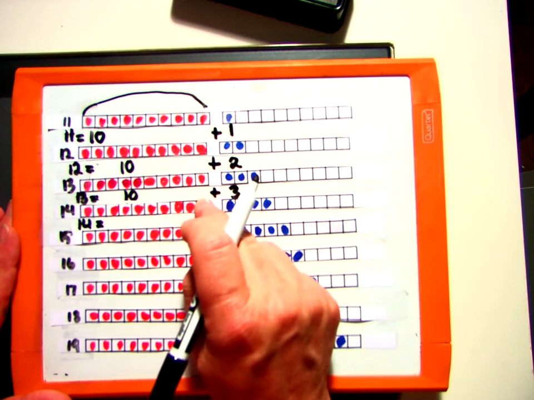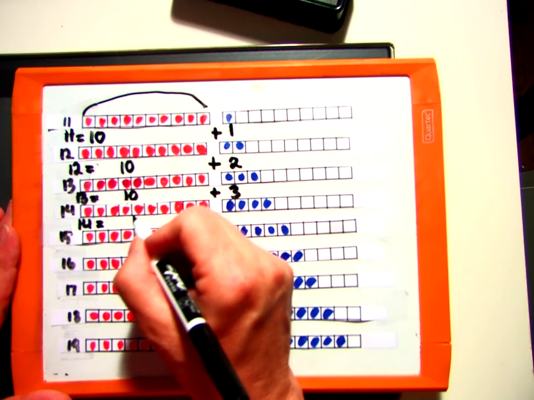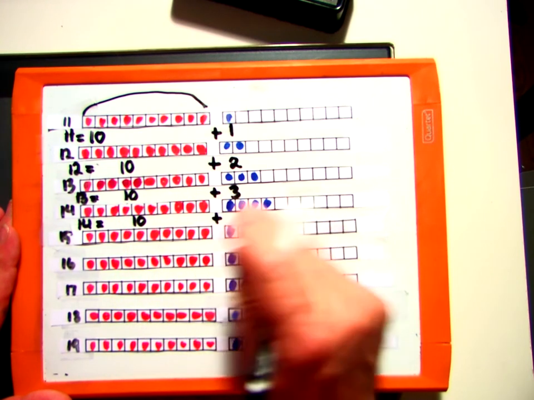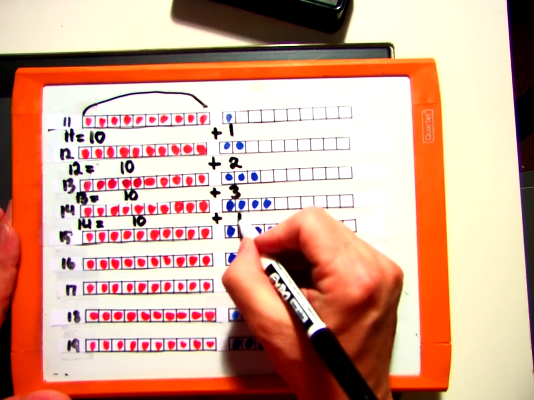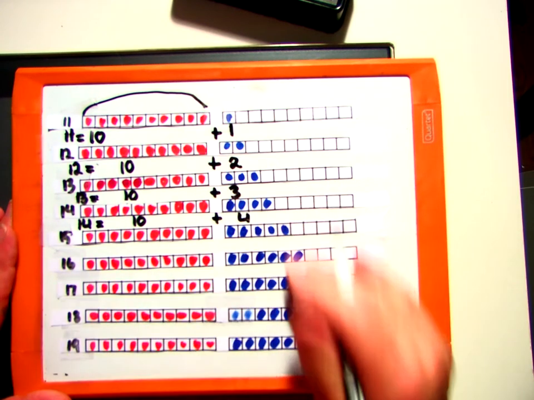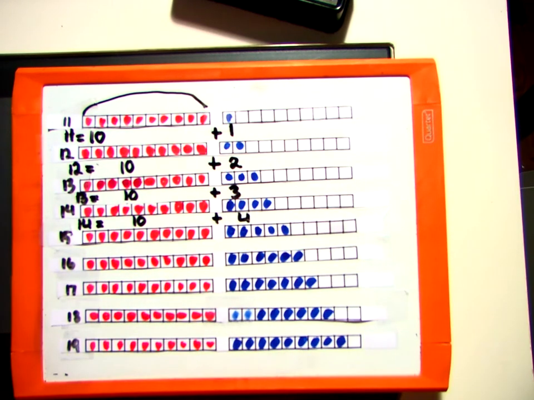All right, 14 is a group of 10 single ones put together, so that would be 10 plus 1, 2, 3, 4, 14. And then it just keeps going all the way down to the bottom. Now, let me tell you why it is so very important to be able to recognize teen numbers, first of all, and then also why it's so important in counting.